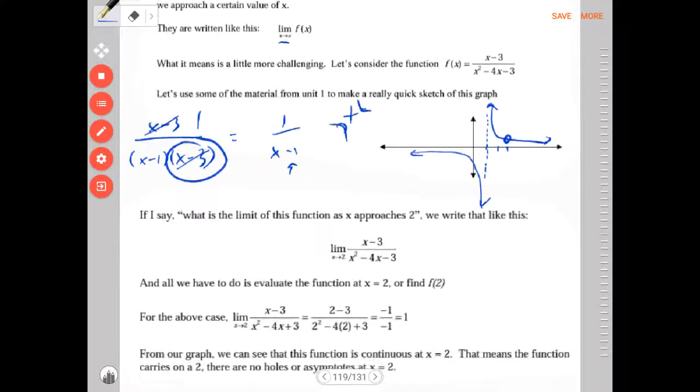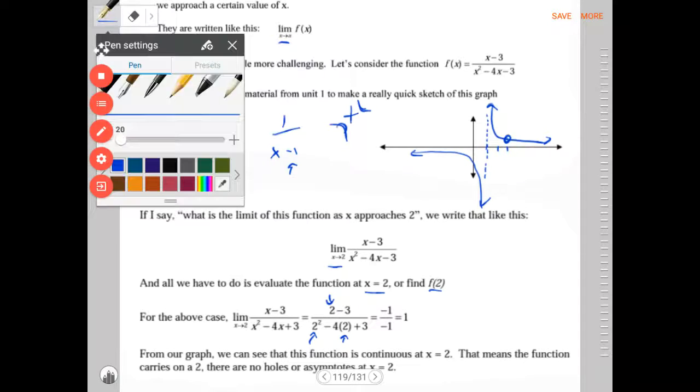All right, so now let's get back to limits. If I say, what is the limit of this function as x approaches 2? We write that like this: the limit as x approaches 2 of the function. All we really have to do is evaluate this function at x equals 2, or find f of 2. We put in the 2's wherever there was an x. We get negative 1 over negative 1, which is 1.